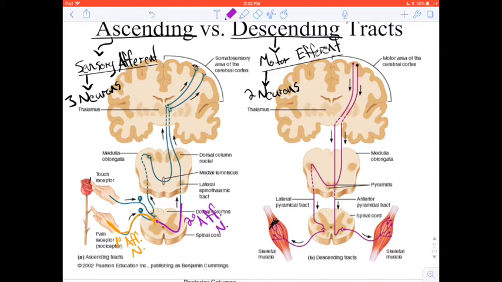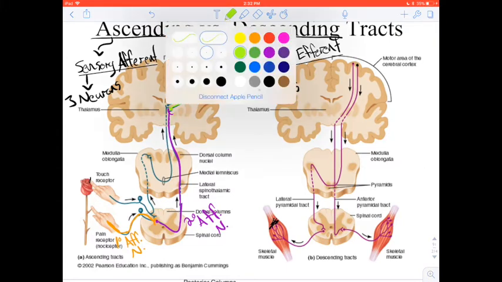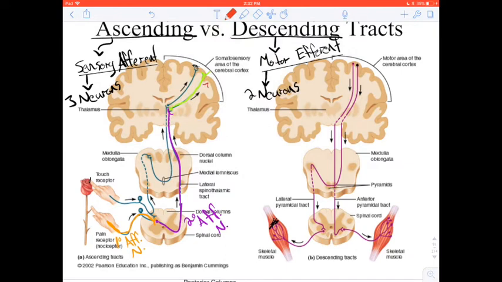And it's going to go up, and then at some point it will synapse with, you guessed it, what we call the third order afferent neuron. All right, and that's the general pattern that each one of these is going to follow. With the ascending, we have a first order, second order, and third order afferent neuron.